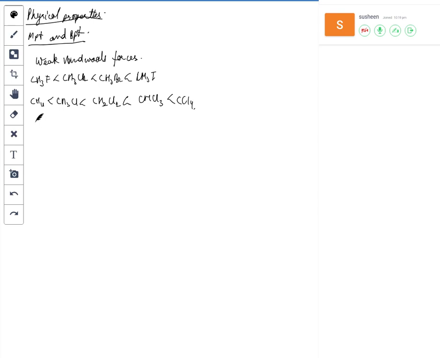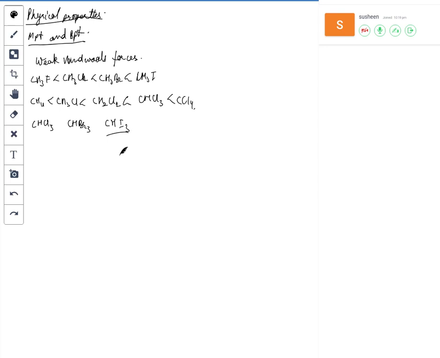Similarly, CHCl3 is a liquid, CHBr3 is kind of a semi-solid, whereas CHI3 is a yellow colored solid, and that is why we use it in the iodoform test. Okay, so that's what we have as the melting and boiling point trends.